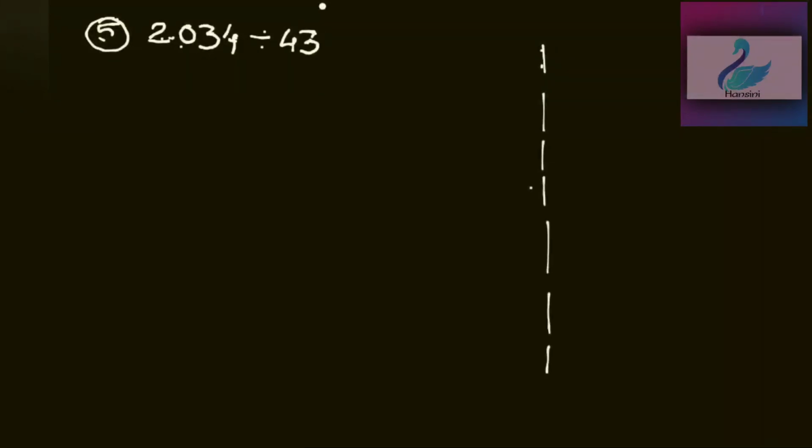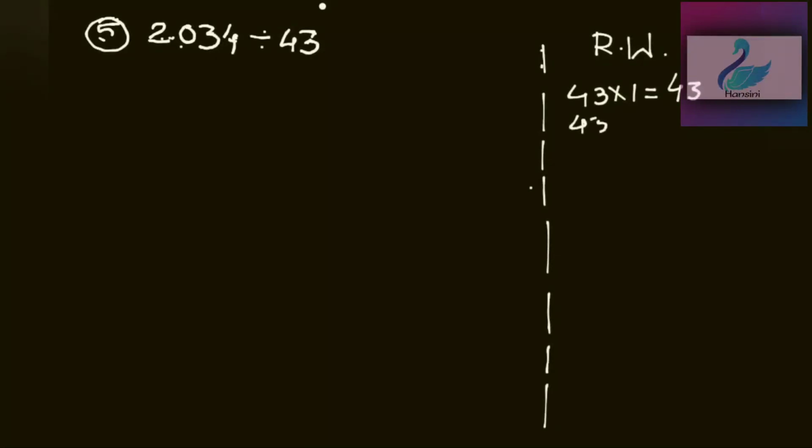Now let us solve the fifth sum. 2034 divided by 43. First make the column for rough work and we will write the table for 43. 2034 is divided by 43. So we will write 43's table in the rough work.